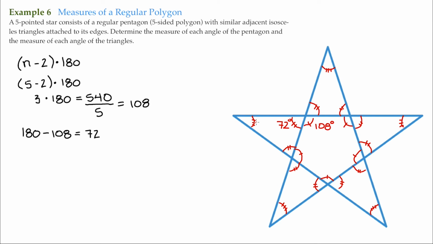So then to determine this, I'm going to take 180 degrees. I'll subtract out 72 degrees for this angle. Subtract out the other 72 degrees for this angle. And that's going to give me 36 degrees, which is what the measure is for this one right here. And of course, it's going to be the same for all the similar ones. And there you go.